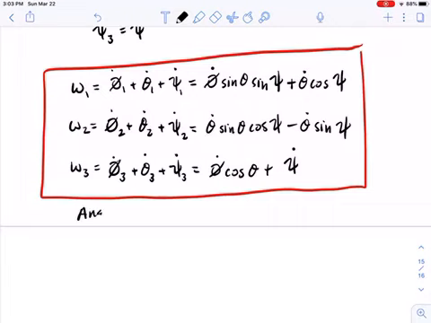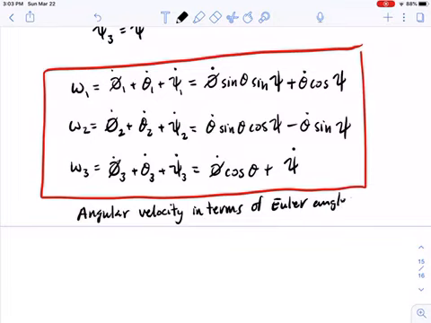So this is angular velocity in terms of the Euler angles and components along the principal axes.